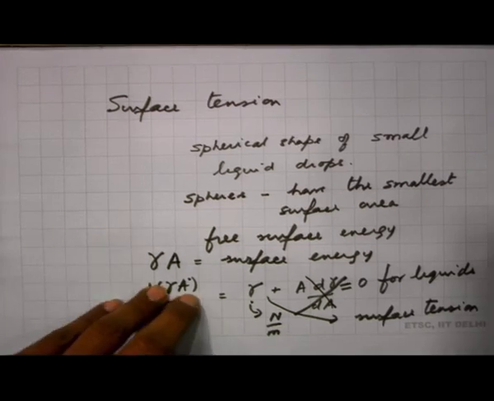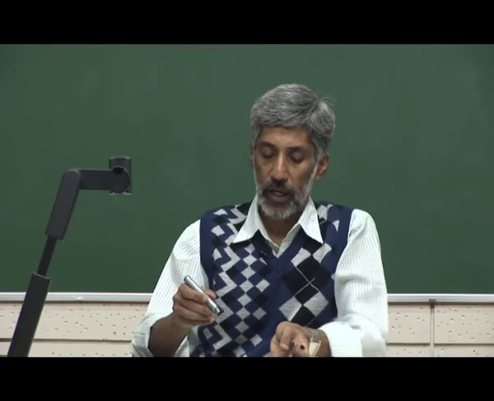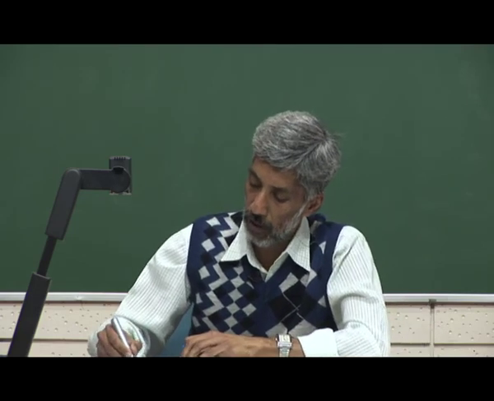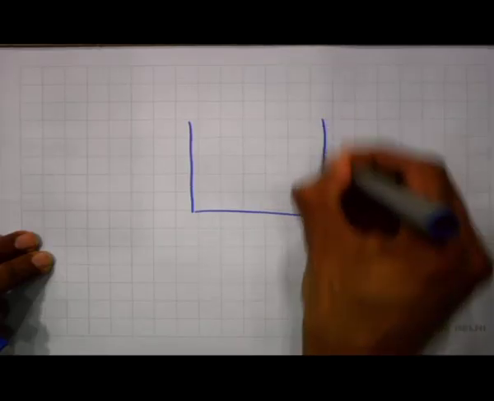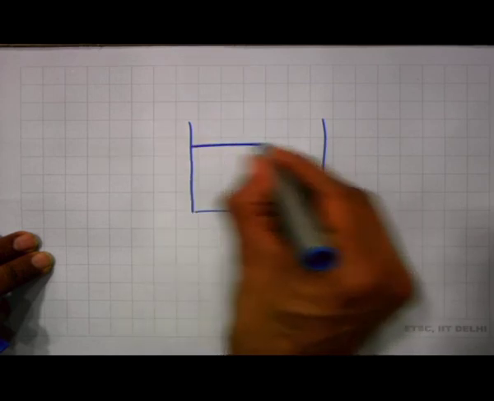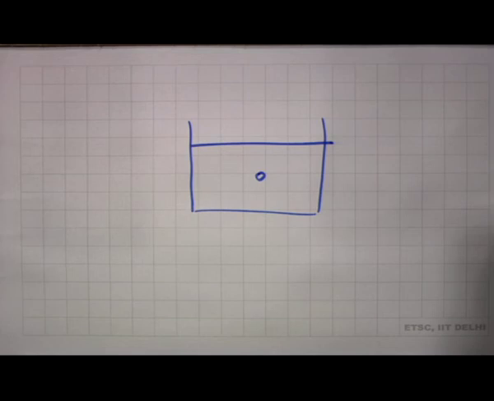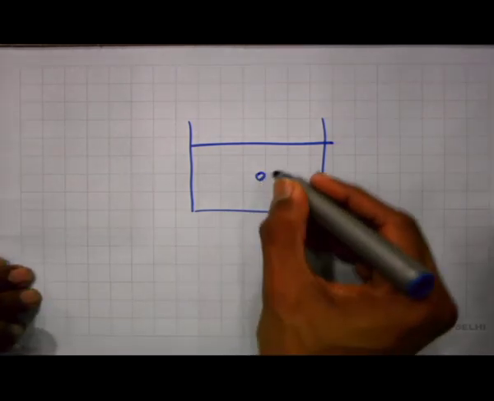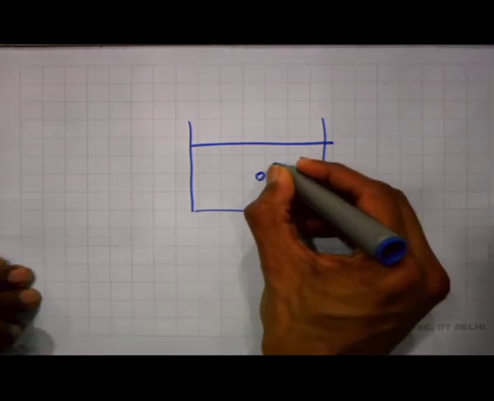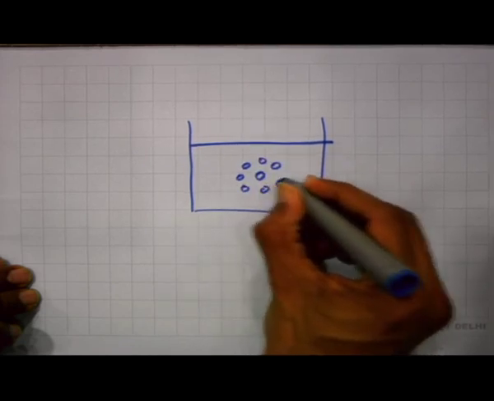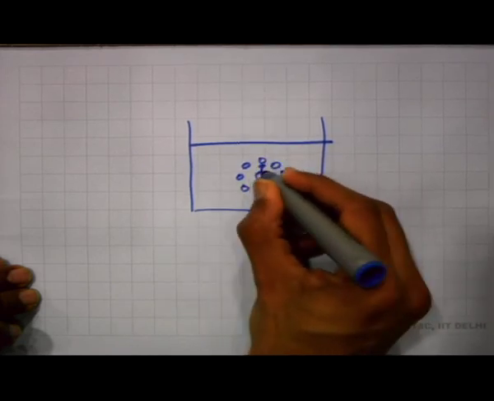Now, how does this thing arise? It is easy enough to understand how this arises if you look at the kinetic molecular model. In the kinetic molecular model, we have a liquid, and we have a molecule here. If it is in the bulk, it has molecules all around it, which attract it.